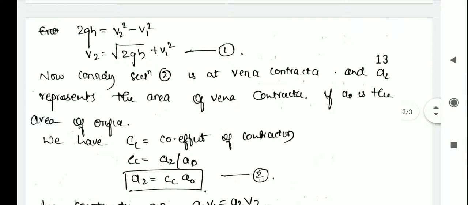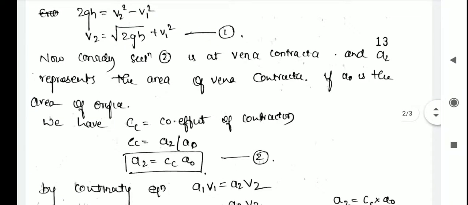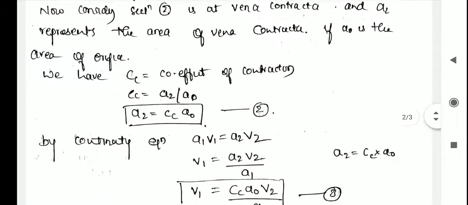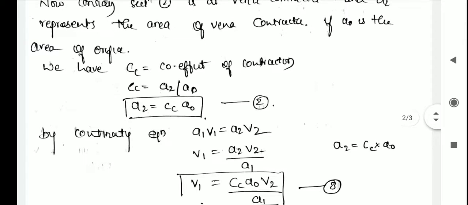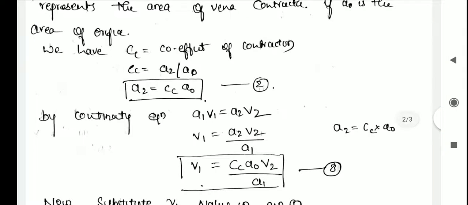Now consider section 2, which is at the vena contracta, and A2 represents the area of the vena contracta. If A0 is the area of the orifice, we have Cc, the coefficient of contraction, given by A2 by A0. So A2 is equal to Cc into A0. Put it as equation 2.